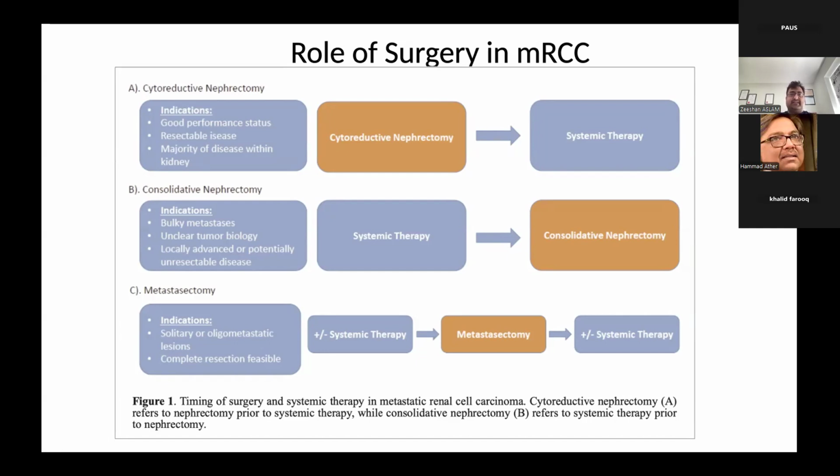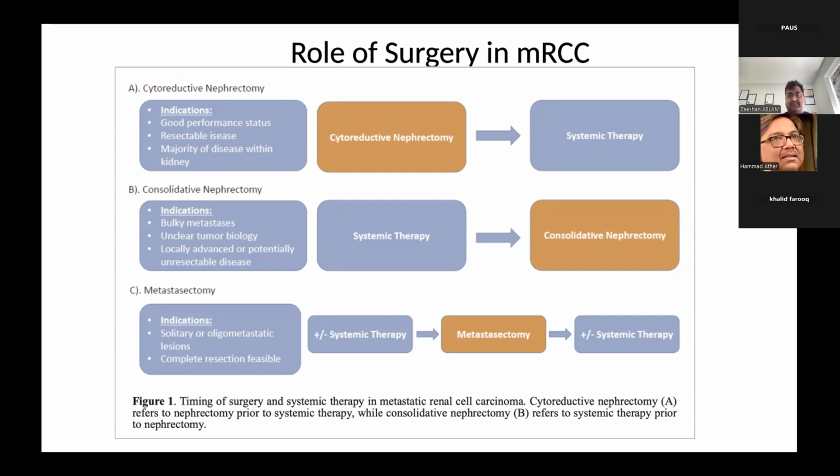And the final concept is metastatectomy, where we simply remove a solitary or oligometastatic lesion as long as it is resectable. Complete resection is usually one of the indications for that. If someone has lung mets and liver mets, then there's not much point in removing one of the mets and leaving the other. If you are going after the metastasis, then you should be able to remove all of them. And then patients go ahead to have systemic treatment and sometimes observation.